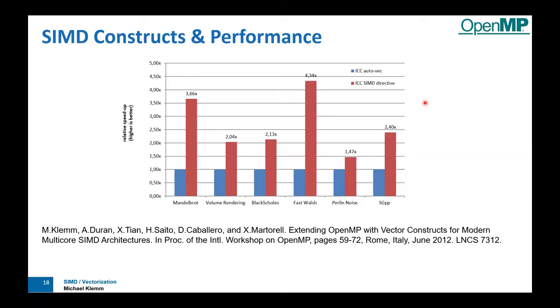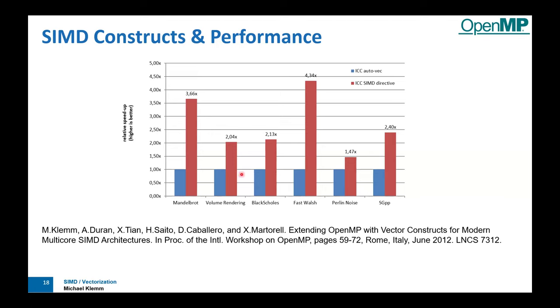Does it pay off? This is a bit dated. It's more than a decade ago that we did this, and it's been in OpenMP for a long time. And most certainly the picture has slightly changed because all the compilers have been developing over time and became much more aggressive in how they can exploit SIMD instructions.